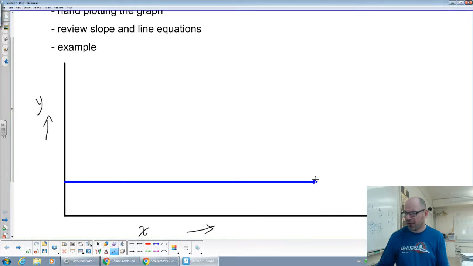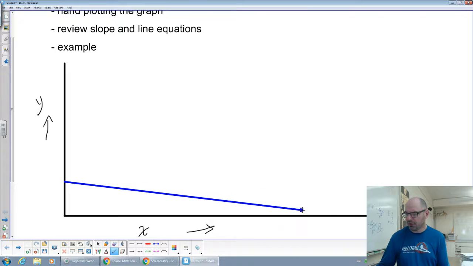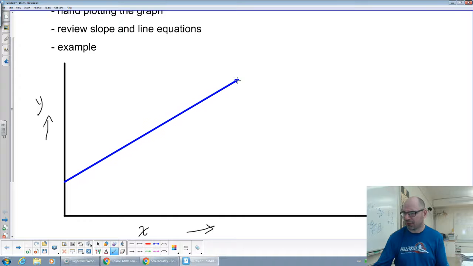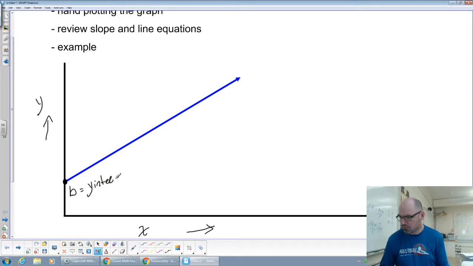And this flat graph, slope is 0. Going down, slope is negative. Going up like this, slope is positive. So if we have a graph that looks like that, and let's say we had 2 points on the graph. First of all, this here is little b, and that's our y-intercept value.